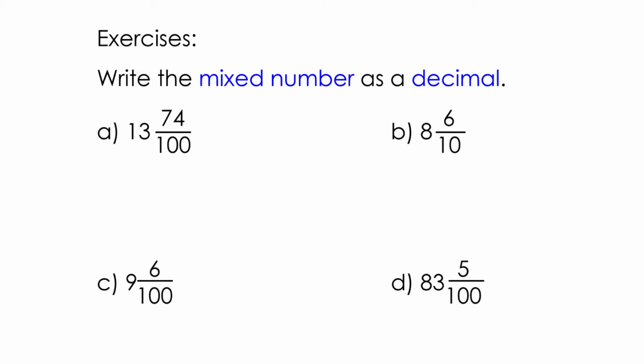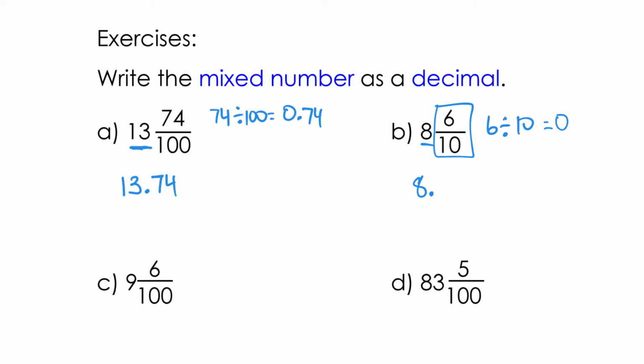A few more examples here. Once again, you have 13, so you just write 13 and a decimal point, and then 74 divided by 100 equals 0.74. We don't use the 0 in this case because there's already a number over here, so it's 13.74. So we have an 8 here. 6 divided by 10, which is this fraction right here, gives us 0.6. Our answer is 8.6. We've got the 9 here, 9 and 6 divided by 100, 0.06. We take this and move it over here.